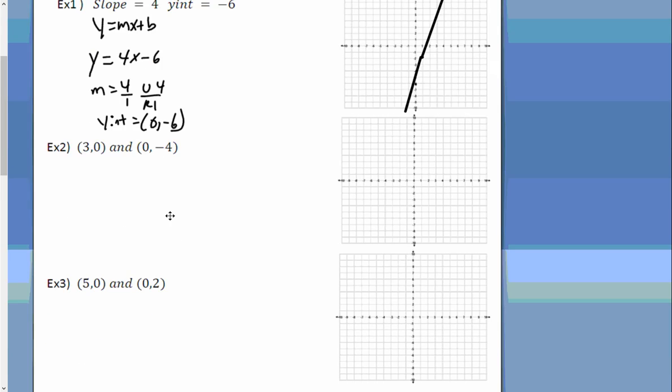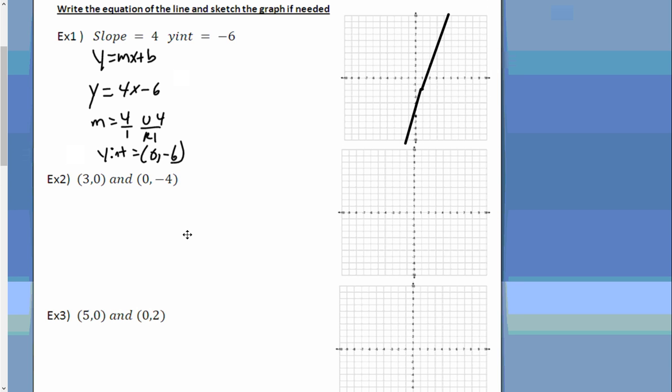Okay? Second equation, our second problem. Now this time, we've got to look at the difference between example 1 and example 2. In example 1, I gave you the slope and I gave you the y-intercept. So that was real quick to do. What's different here? Well, hopefully by now you're realizing that, well, I don't have a slope. So I have to come up with some way to calculate the slope. Well, it just so happens that I have a formula for that, right? Slope equals y1 minus y2 over x1 minus x2.